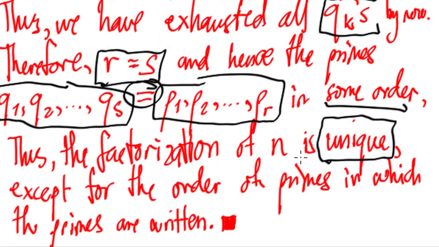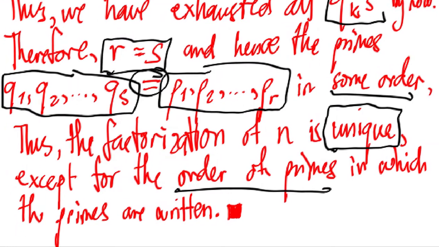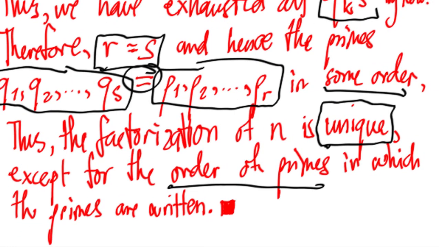So there are no other numbers. For example, 6 is 2 times 3, and it's just the same as 3 times 2. There are no other factors of 6, except of course 6 times 1. The factorization is unique, only that the order of primes may be different in the way they are written.